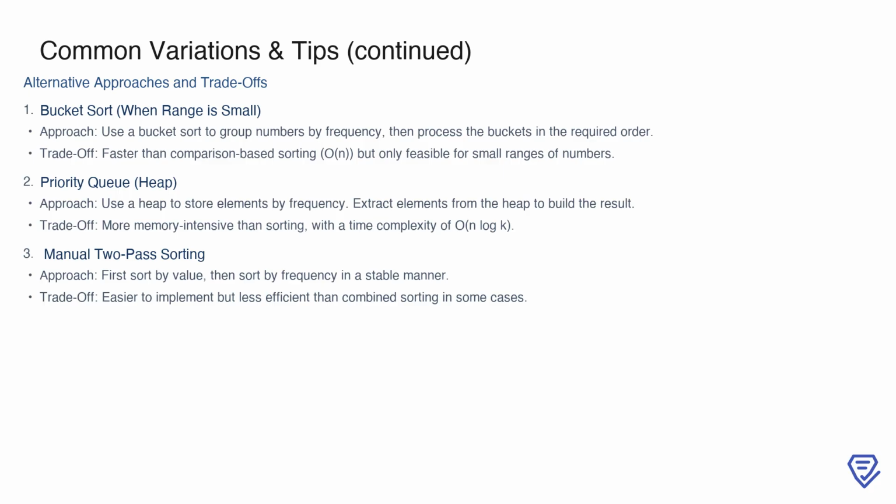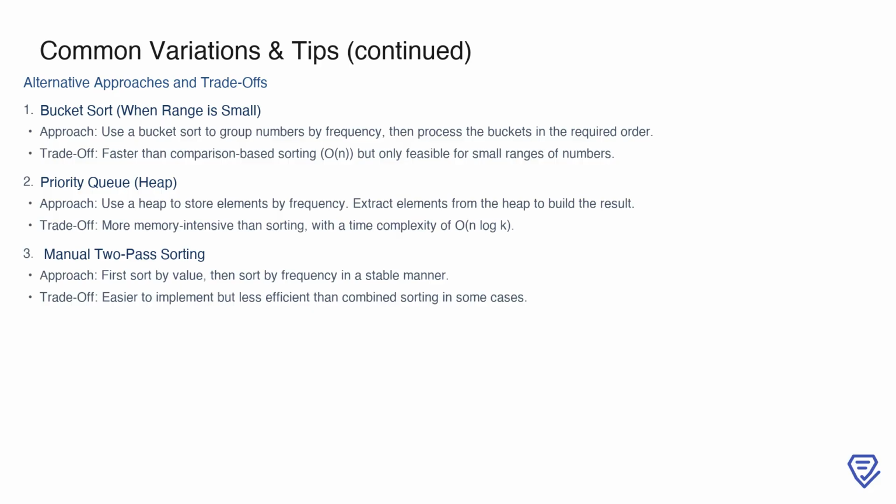Finally, let's discuss some alternative approaches and their trade-offs. One option is bucket sort, which groups numbers by frequency and processes the buckets in the required order. This method is faster than comparison-based sorting, with a time complexity of O(n), but it's only practical for small ranges of numbers. Another method is using a priority queue or heap to store elements by frequency and then extracting them to build the result. While this approach can be efficient in terms of time, with a complexity of O(n log k), it tends to be more memory-intensive.